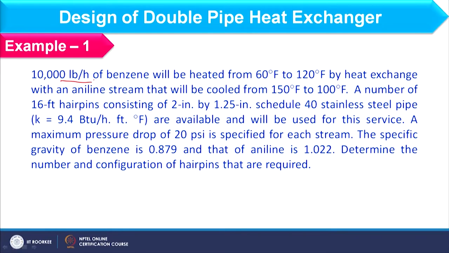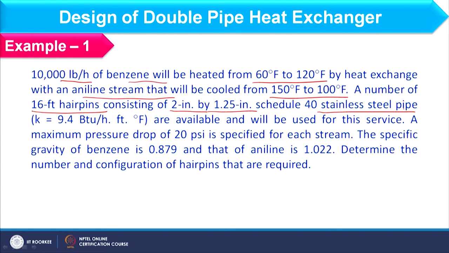So here I am considering example 1, where around 10,000 pounds per hour of benzene will be heated from 60 to 120 degrees Fahrenheit by heat exchange with an aniline stream which is cooled from 150 to 100 degrees Fahrenheit. A number of 16 foot hairpins consist of 2 inch by 1.25 inch schedule 40 stainless steel pipe.